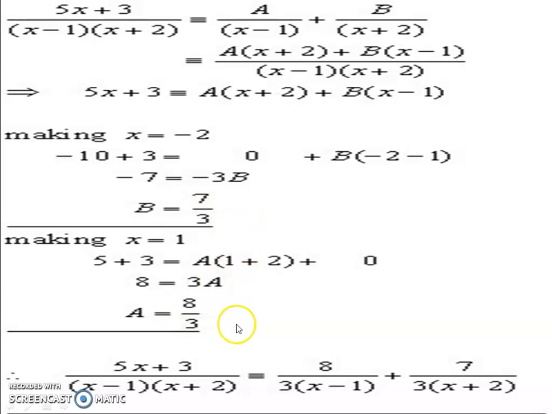So we derive both the values: A is equal to 8 upon 3 and B is equal to 7 upon 3. We put them in this equation. So the final answer is (5x plus 3) upon (x minus 1)(x plus 2) is equal to 8 upon 3 times (x minus 1) plus 7 upon 3 times (x plus 2). So today's lecture on partial fractions is over.